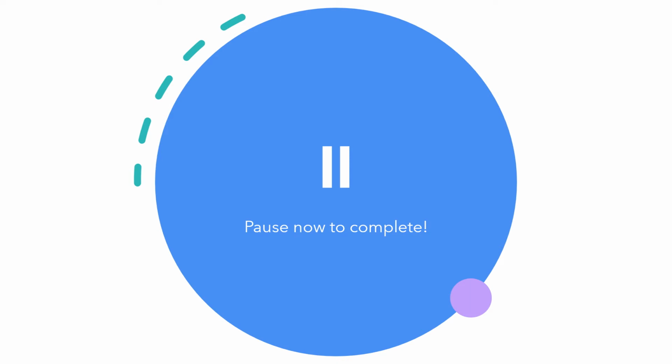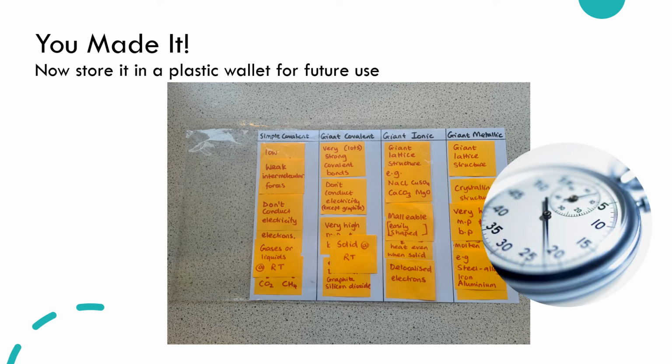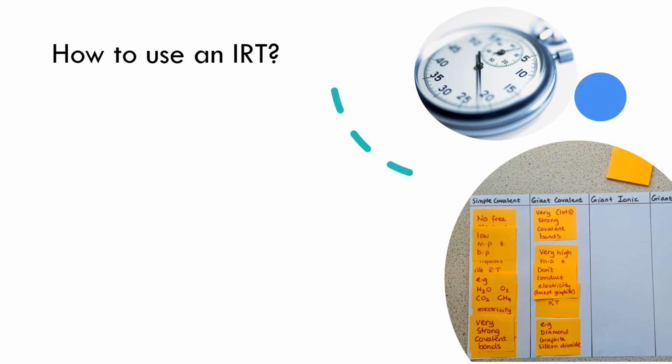Right, you have now made an interactive revision tool. This should not have taken more than 20 minutes to create. But now that you have made it, you can use it to help you remember the properties of these types of materials. Spend another 20-minute session revising to try and put the sticky notes back into the right columns.